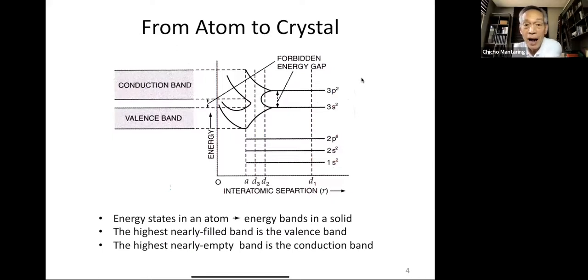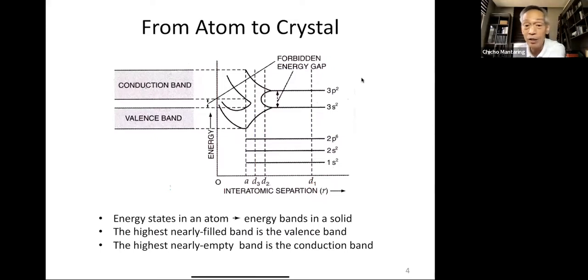As you make these atoms get closer to each other, so this is your interatomic distance, the distance between atoms. Here, they are very far from each other. As you make these atoms go closer to each other, what happens? At some point, the energy states in the outermost shell start to merge.